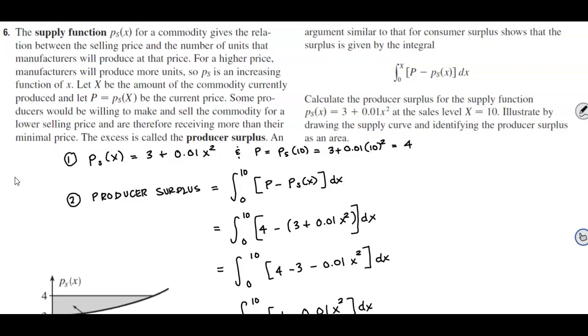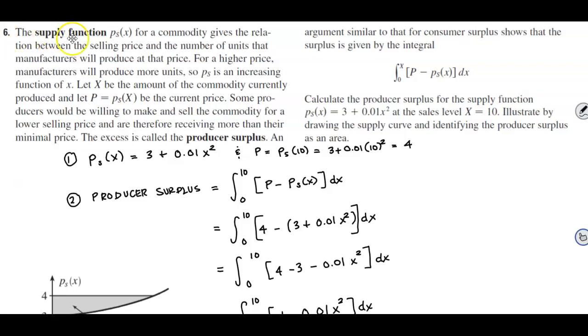We're going to let capital X be the amount of the commodity currently produced, and let capital P equal p subscript s of X be the current price. Some producers will be willing to make and sell the commodity for a lower selling price and are therefore receiving more than their minimal price. The excess is called the producer surplus.